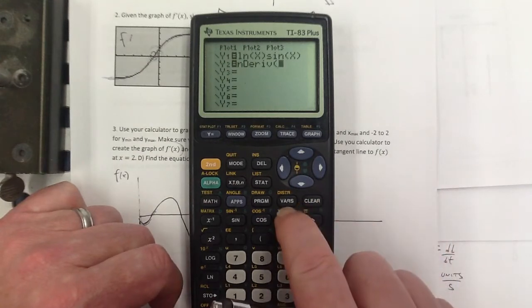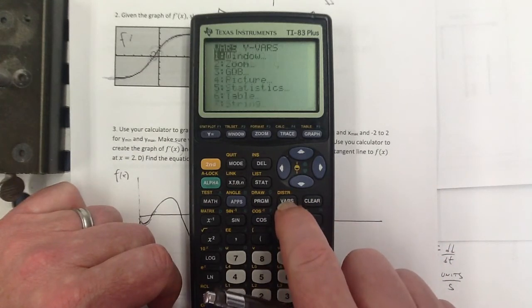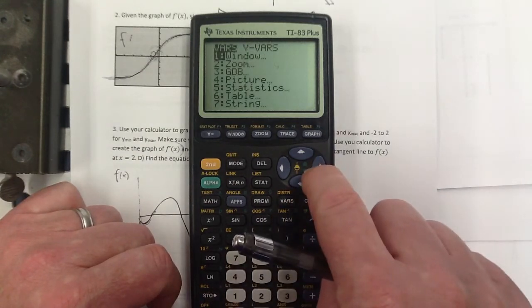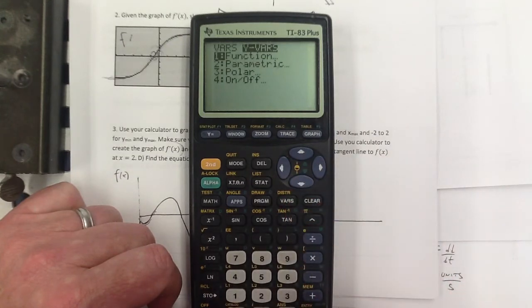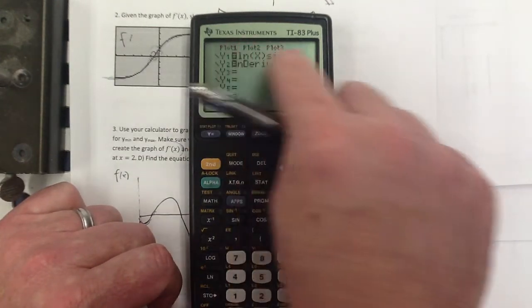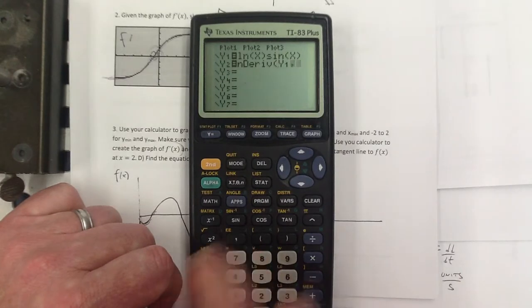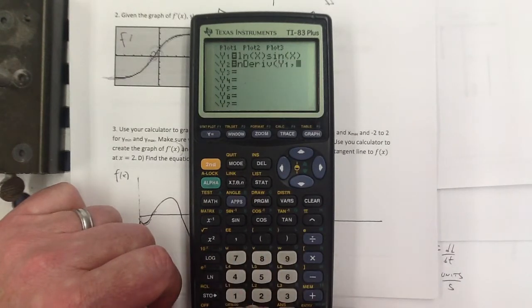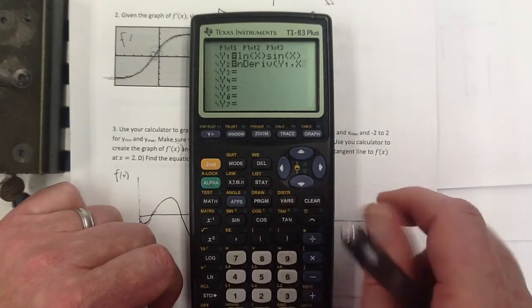So instead of typing it in again, I'm going to go to variables, and I'm going to go to y variables, hit enter because I'm in function mode right now, and hit 1 to bring up y1 there. So that refers back to this. I don't have to type it in again. Comma, and then I need to type an x here. That's just telling it the d what.